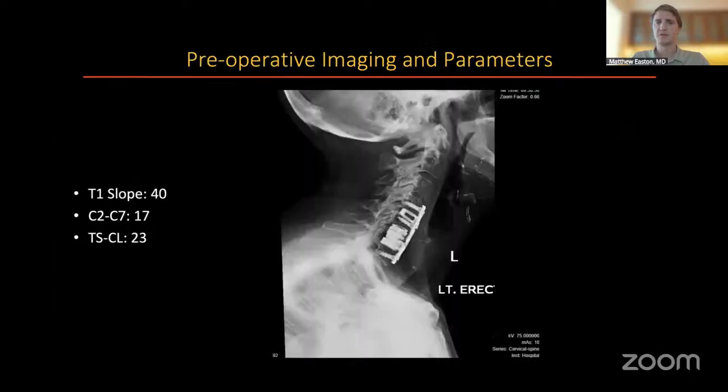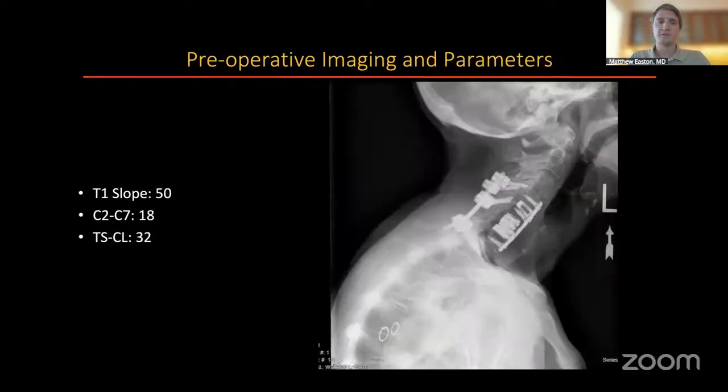Next slide. So this is our postoperative imaging from her anterior procedure. T1 slope was 40, and then relatively good C2 to C7 lordosis, and then a mismatch of 22 degrees. As I said, she initially did well, but then had recurrence of her radicular symptoms. This is after her C4 to T2 fusion. Once again, her slope has increased a little bit over the subsequent 2 years, and her lordosis is about the same.